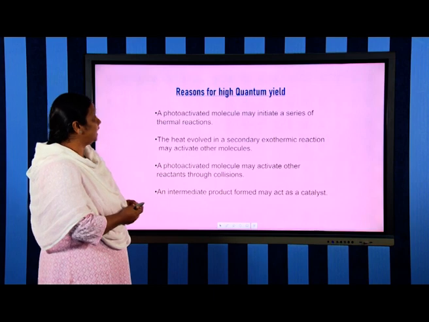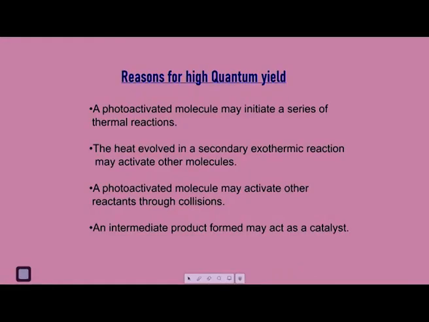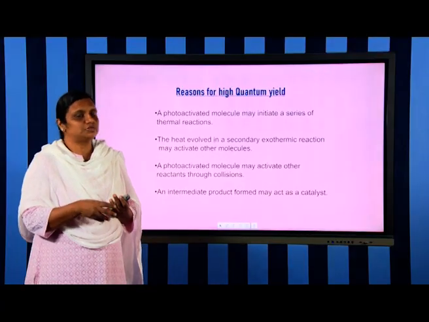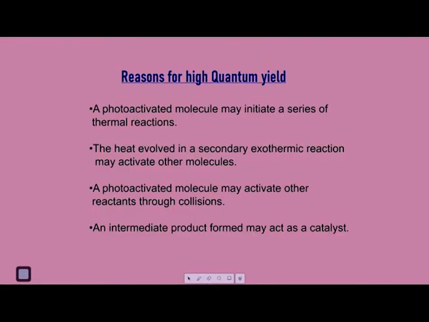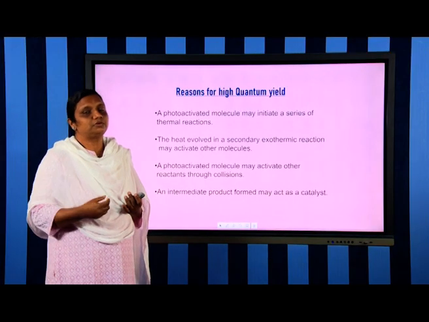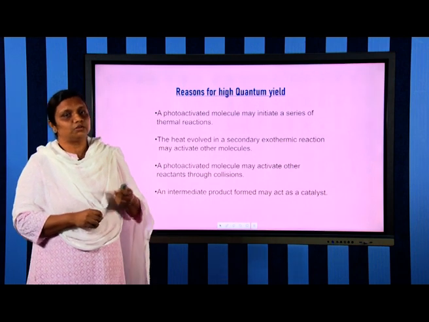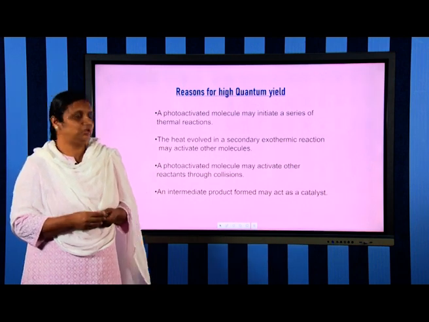So, for the reasons for very high quantum yield, we can have 4 reasons, you may have more. The 4 main reasons are: the photoactivated molecule may initiate a series of thermal reactions. Once the molecule gets excited, the rest of the reaction follows, the secondary process follows. Also, the heat evolved in a secondary exothermic reaction may activate other molecules. So, if the secondary process is an exothermic reaction, it will result in thermal activation of the rest of the molecules.